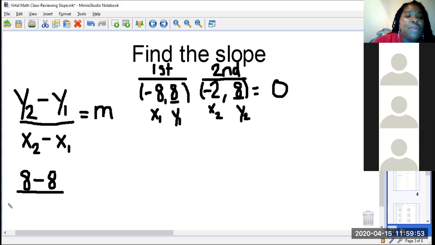Okay. So if the top numbers are 8 minus 8, what would be the bottom? 8 minus 2? 8 minus -2. Switch it. 2 minus -8. Yeah, I got you, Mr. McFadden. -2 minus -8.